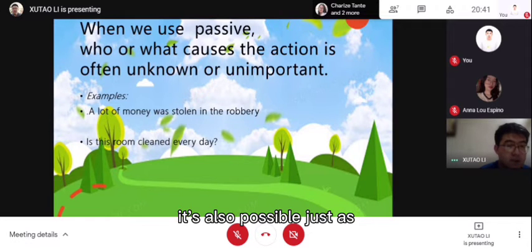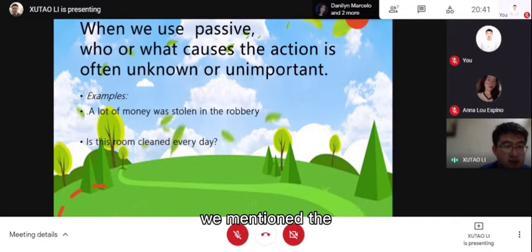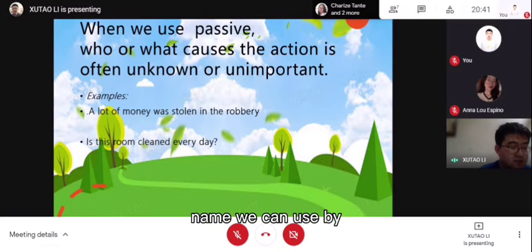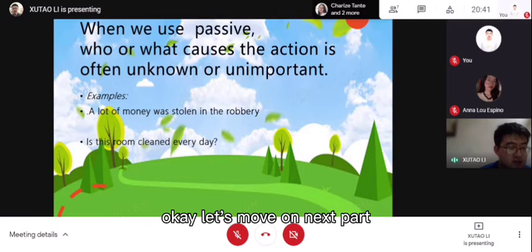It's also passive. Just when we mention the name, we can use by. So, okay, let's move on to the next part.